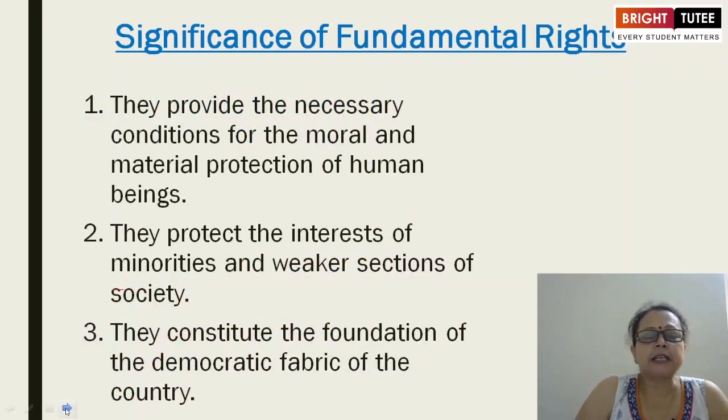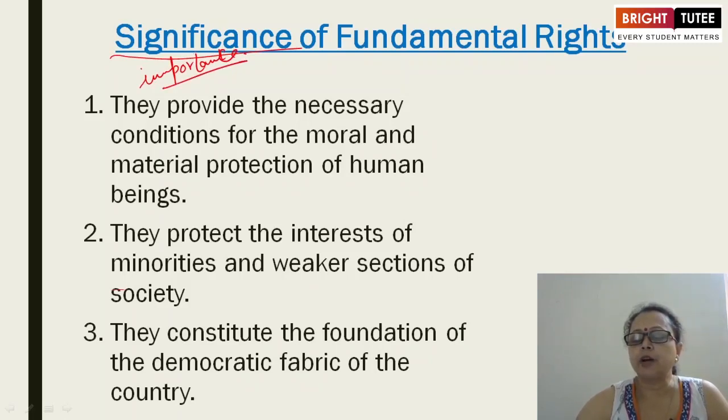Next, now coming to discuss the significance of fundamental rights. This means, what is the importance? Significance means importance. Fundamental rights provide the necessary conditions for the moral and material protection of human beings. They protect the interests of minorities and weaker sections of society.